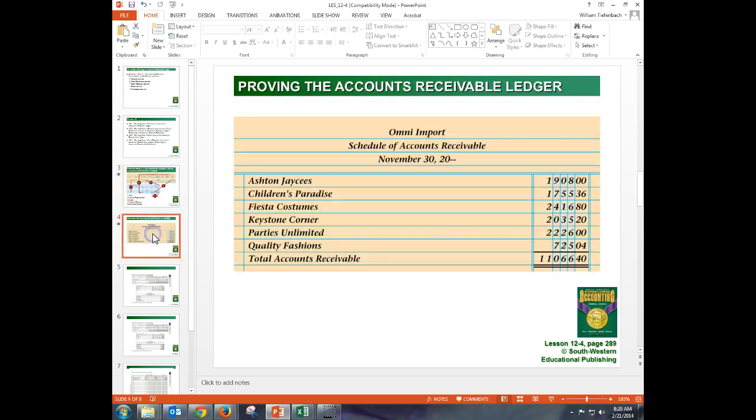When creating a schedule of accounts, we're going to take all of our accounts and put what they owe us at the end of the month. You can see here at the end of November 30th. We're going to single rule, double rule, add up the total. And these are a list of our subsidiary accounts, and they owe us a total of $11,066.44.